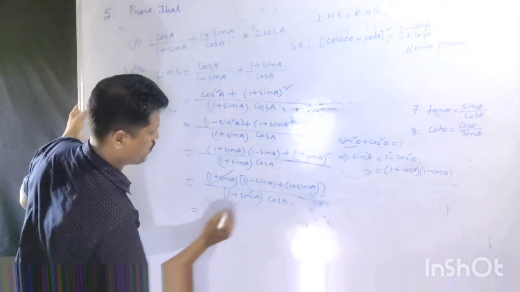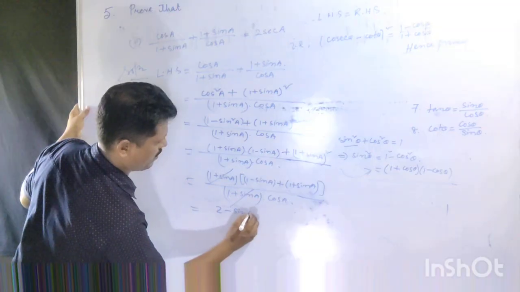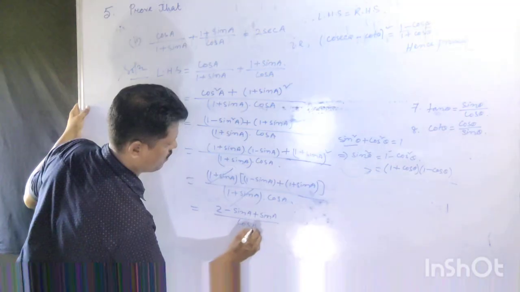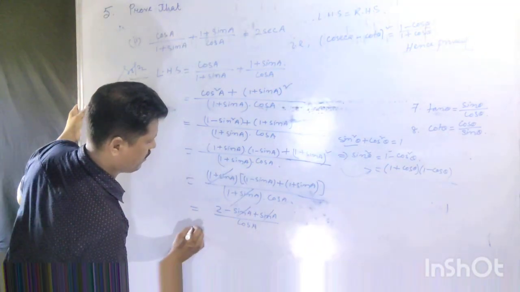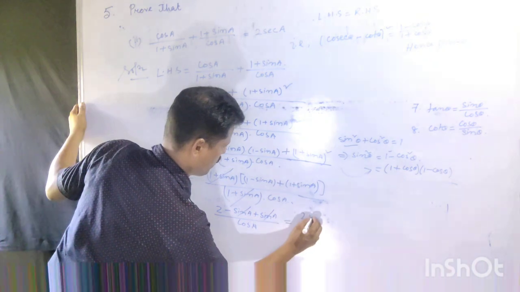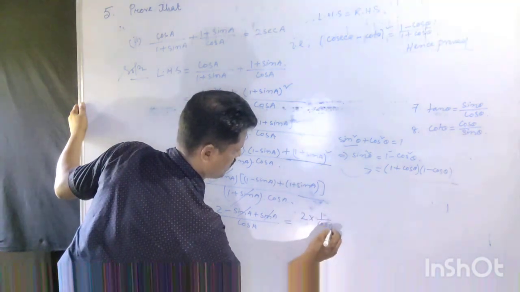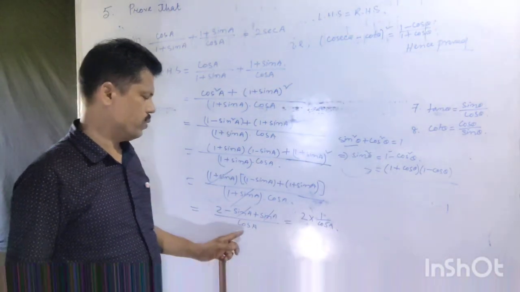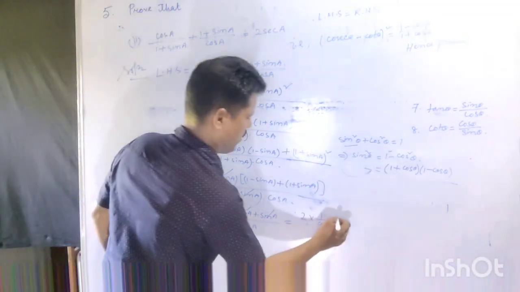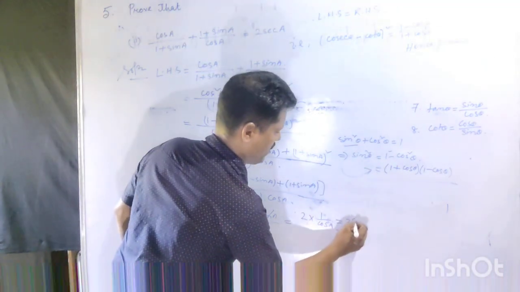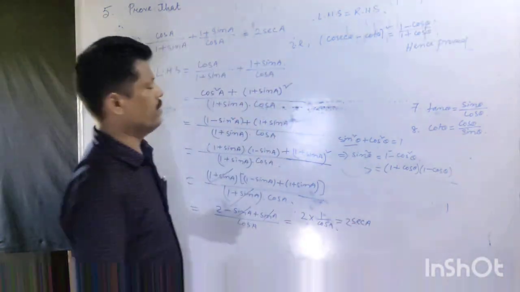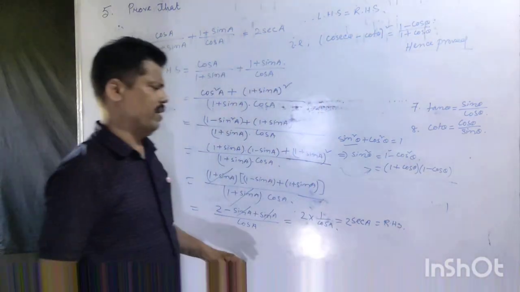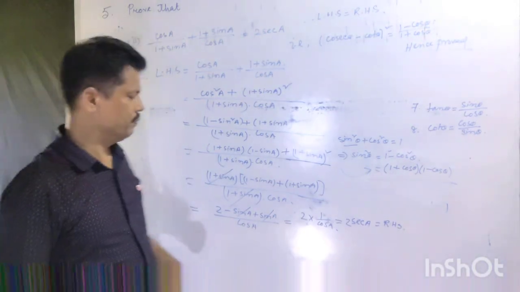So 1 plus 1 means 2, minus sin A and plus sin A, divided by cos A. So minus sin A plus sin A will cancel. Then it will be 2 into 1 by cos A, which means 2 by cos A. So we can write 1 by cos A means sec A, 2 into sec A. This is the right hand side. Hence left hand side is equal to right hand side.